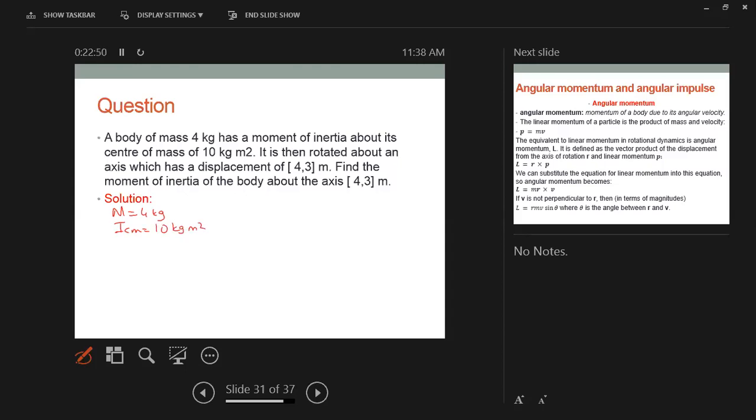It is then rotated about an axis which has a displacement of (4, 3). So (4, 3) means the displacement is in 2 dimensions, so we are going to apply the Pythagorean theorem to get d, the resultant d. Then we are looking for I_P. So let's first find the resultant d. Apply Pythagoras. So let's say d squared equals.